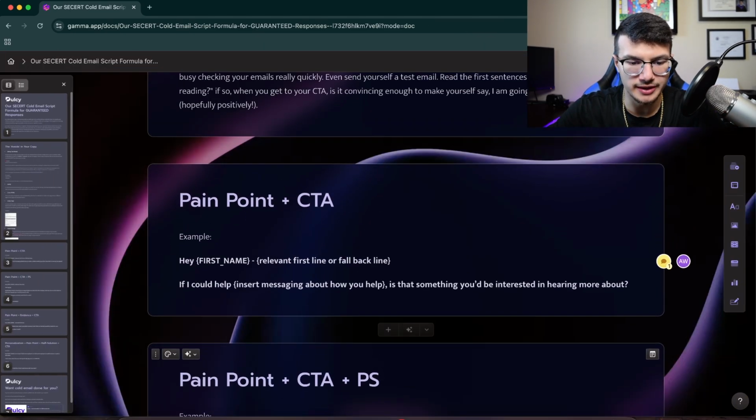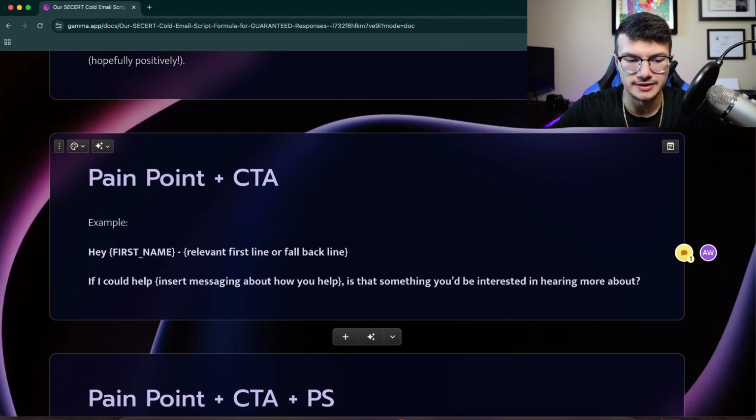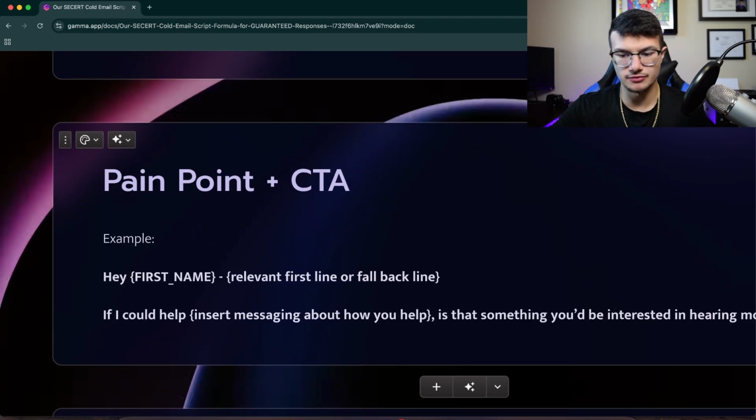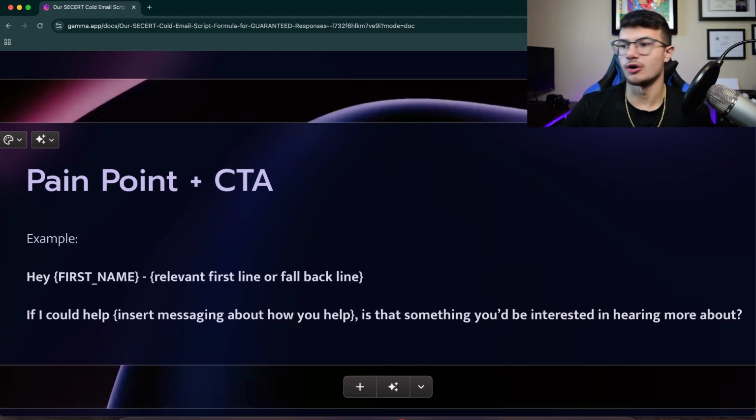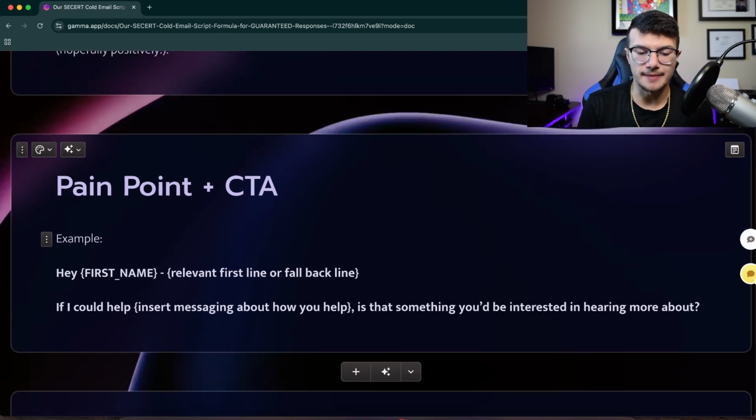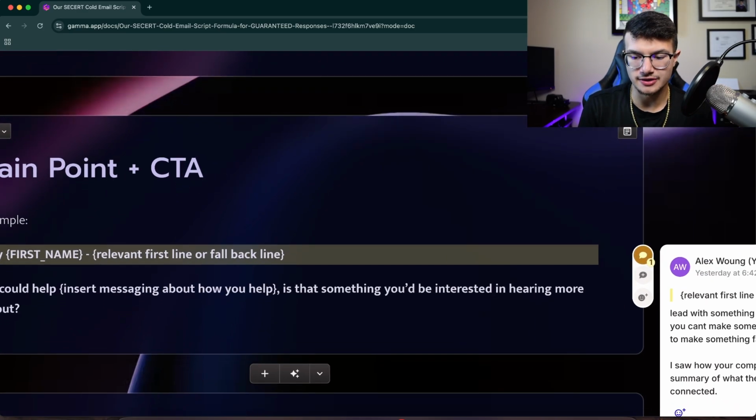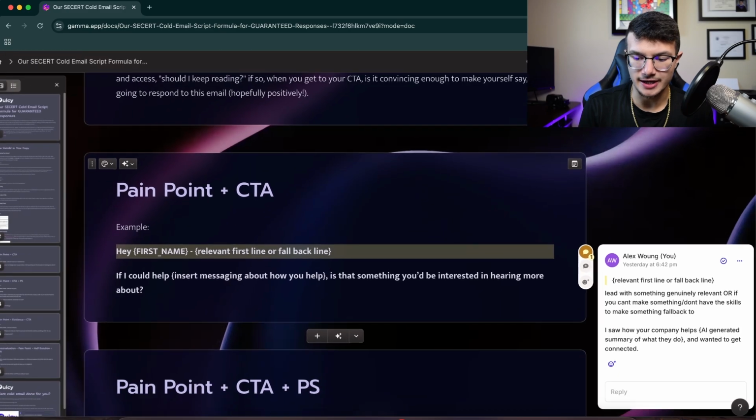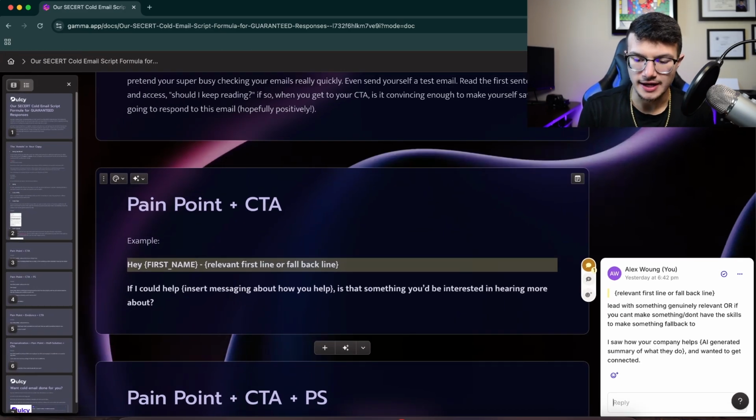So when we're building our copy, there are several different ways we approach it. First one up is the pain point plus call to action. This one's very simple, very small. It goes, hey, first name. You're going to drop a relevant first line or fallback line. So you could say something like, I saw how your company helps AI generated summary of what they do and wanted to get connected. If I could help, insert messaging about how you help. Is that something you'd be interested in hearing more about?